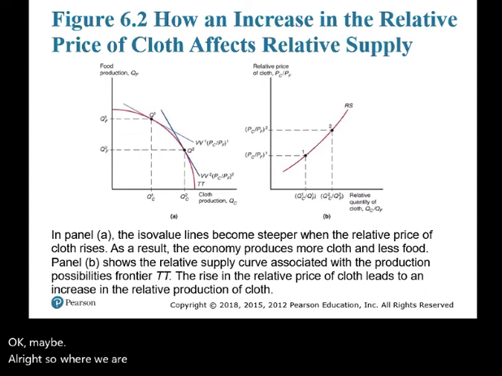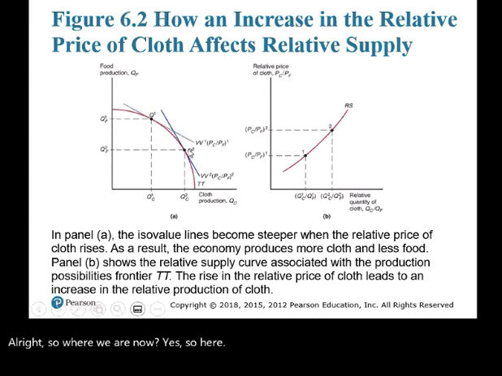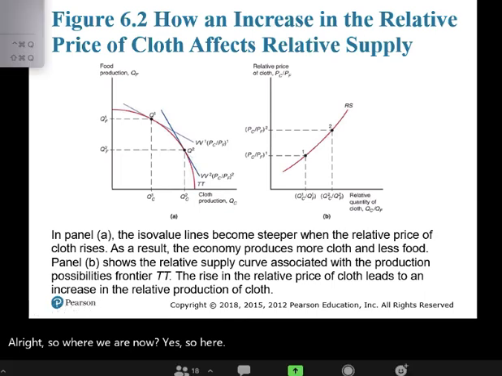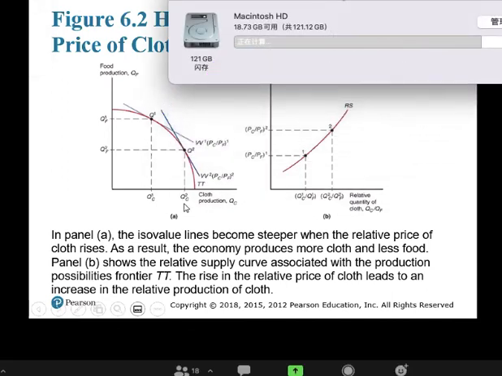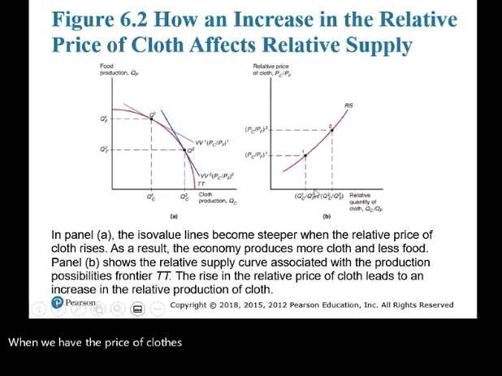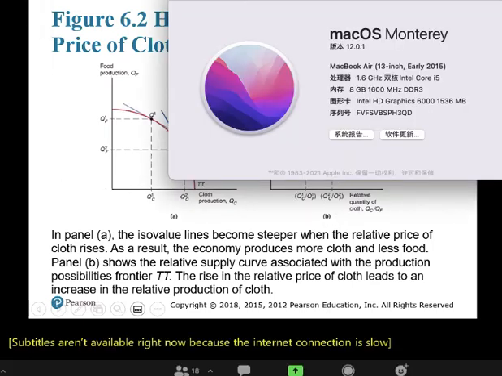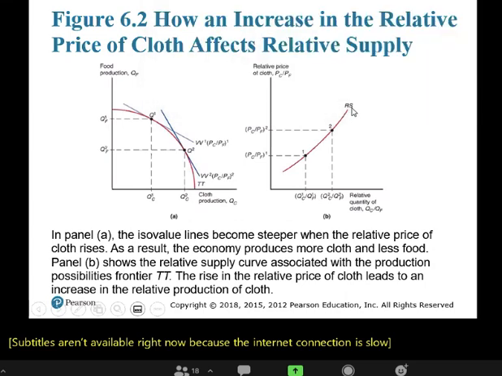Yeah. So here, when the price of clothes increases, we have this new tangent point, which is determined by the new isovalue curve, and then Q2 here indicates there will be more production of clothes relative to food. And on panel B here, which is the relative supply curve, R means relative, S means supply, so we have a relative supply.